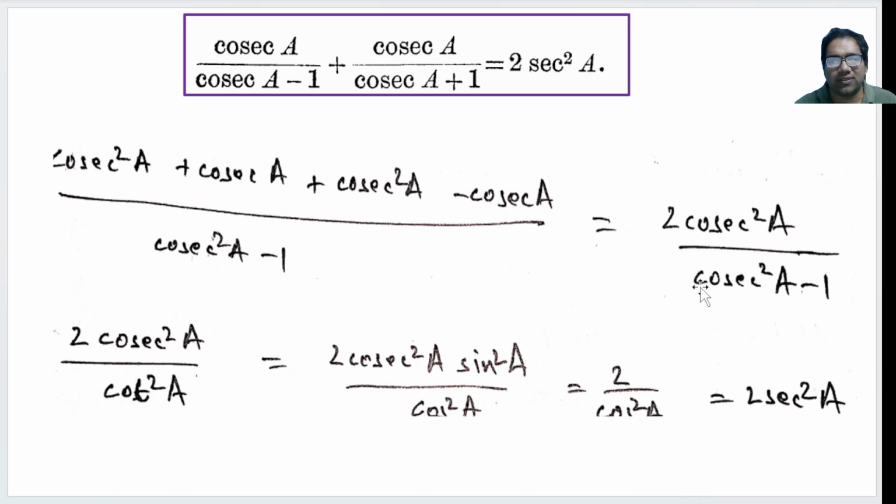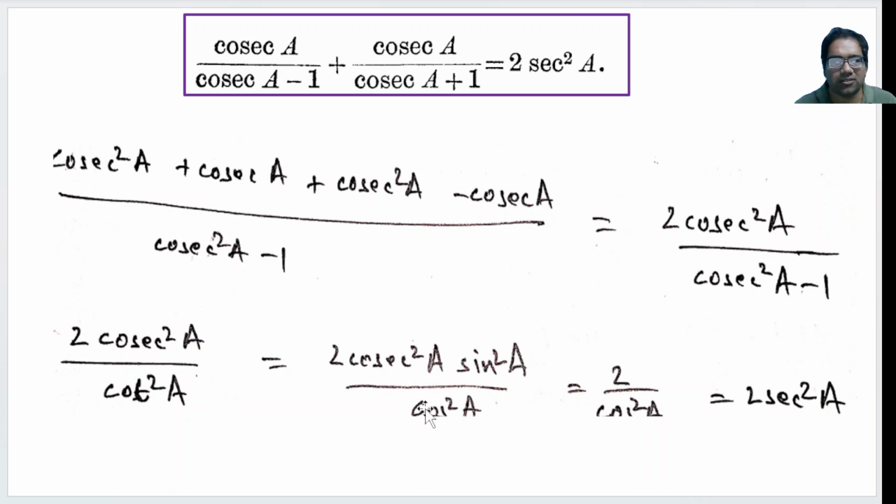What is cosecant square A minus 1? It is cot square A. Cosecant square A equals 1 plus cot square A. We already know this. This is very basic, right? We are using only very basic things here. So 2 cosecant square A by cot square A. Cot square A is cos square by sin square. So cos square in the denominator and sin square in the numerator. Sin square A and cosecant square A will cancel each other. Why? Cosecant square A equals 1 by sin square A. Right, these two will cancel each other.